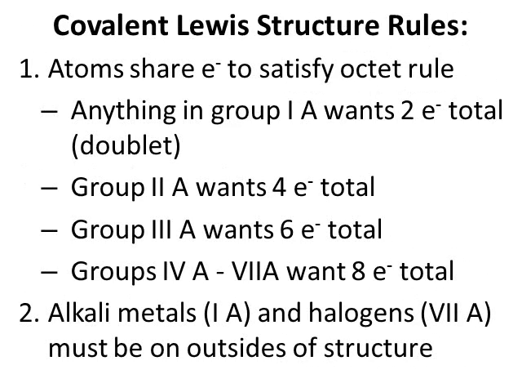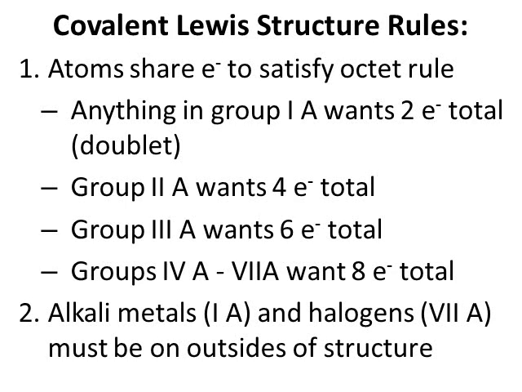Let's look at our rules for drawing a Lewis structure. Atoms must satisfy the octet rule, meaning they have to have 8 valence electrons to be stable. There are a few exceptions to the octet rule. Group 1A only needs 2 electrons to be stable. Group 2A needs 4. Group 3A needs 6. But the overwhelming majority of the elements on the periodic table need 8 valence electrons.